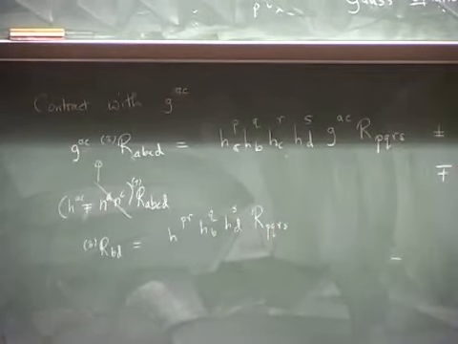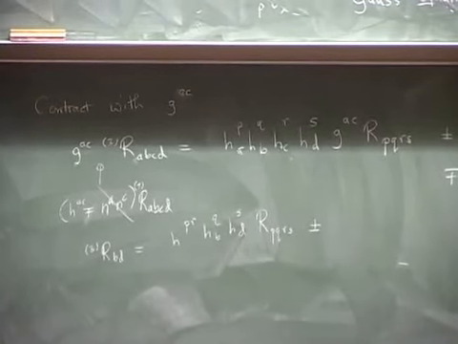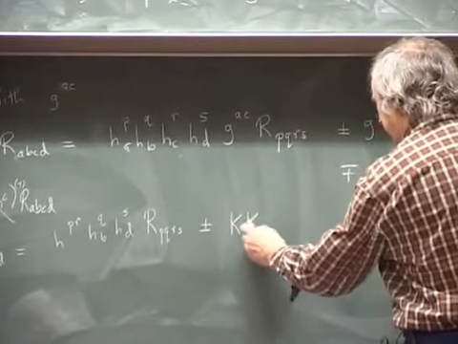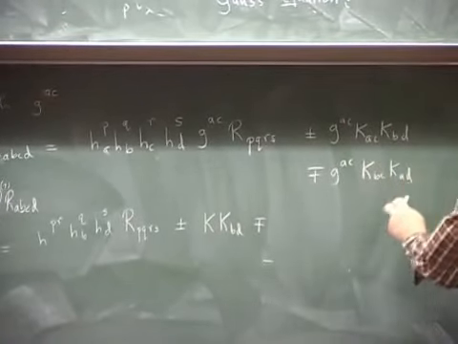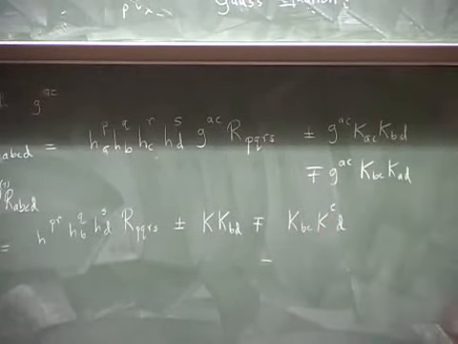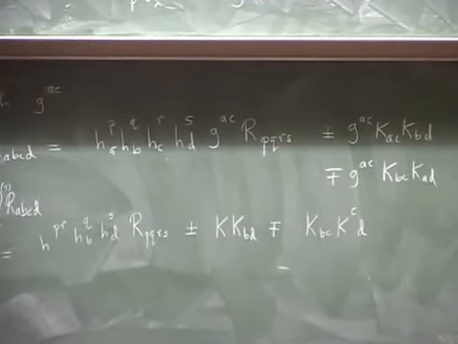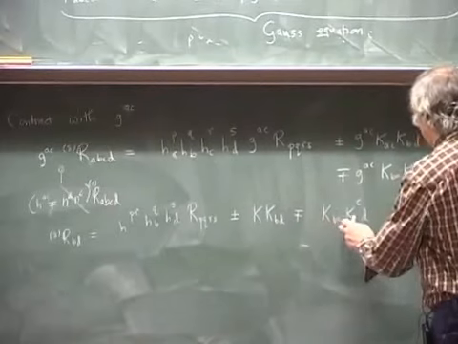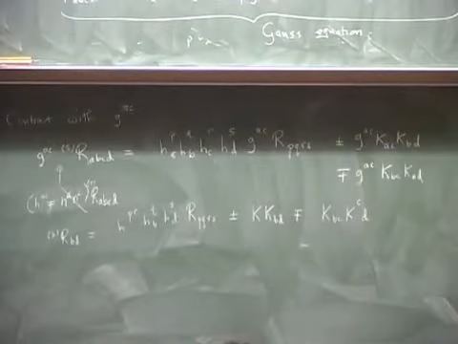So that term is a mess. Plus or minus g^AC K_AC, which I will generally call just a big K. This term is a mess, because it just contracts that index with that index. So what I end up with there is, of course, some expression for the Ricci tensor in terms of the second fundamental form and the higher dimensional Riemann tensor.